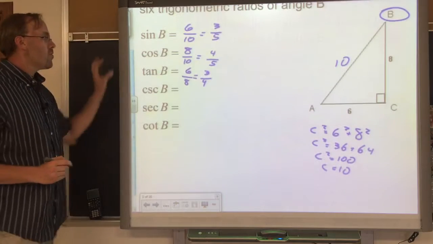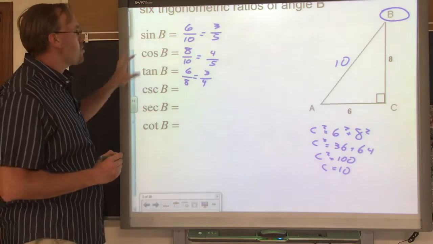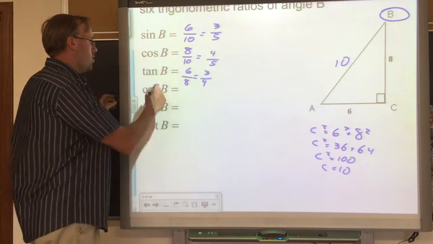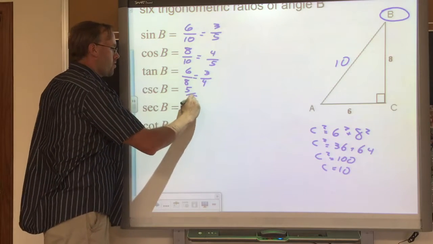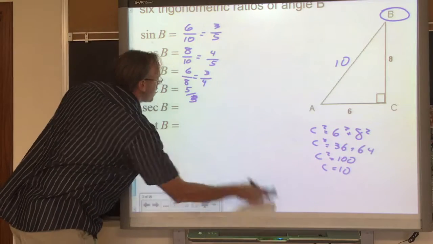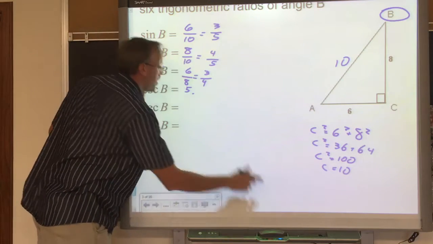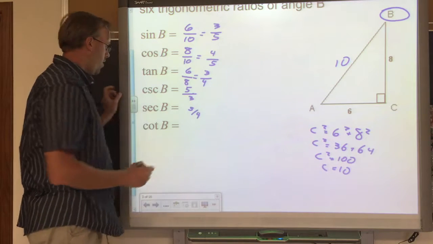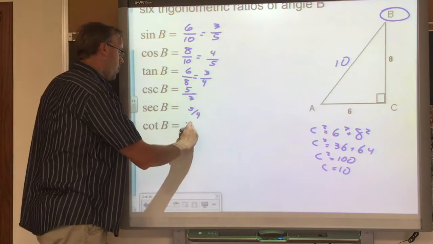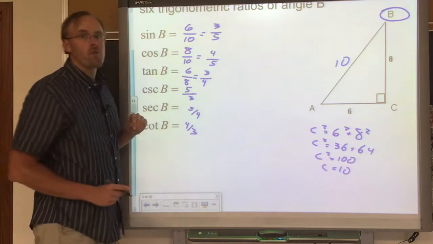Now once you find the first 3, the second 3 are much easier because you can just take the reciprocal. This is the reciprocal of sine, so this is 5/3. The second one is the reciprocal of cosine, so it's 5/4. And the third one is the reciprocal of tangent, which is 4/3.